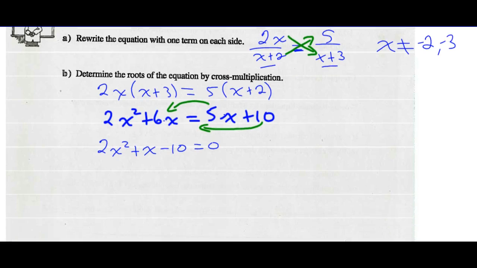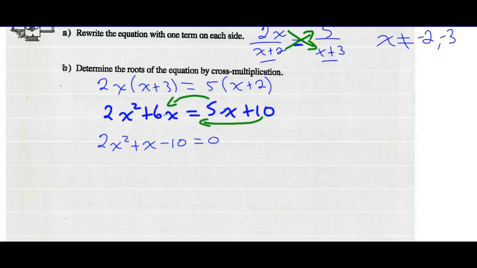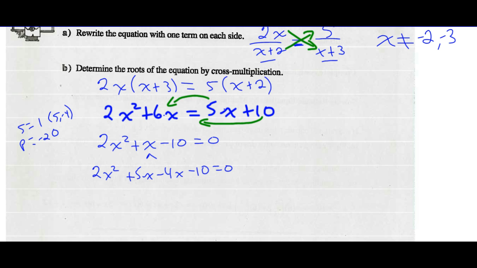So I now have a complex trinomial on the left side of this quadratic equation. I'm going to factor this, ask myself what two numbers have a sum of the middle term, which is 1, and a product of the first times the last. 2 times negative 10 is negative 20. What two numbers add to 1 and multiply to negative 20? Those two numbers are 5 and negative 4. So I'm going to decompose that middle term. So 2x squared plus 5x minus 4x minus 10 equals 0.